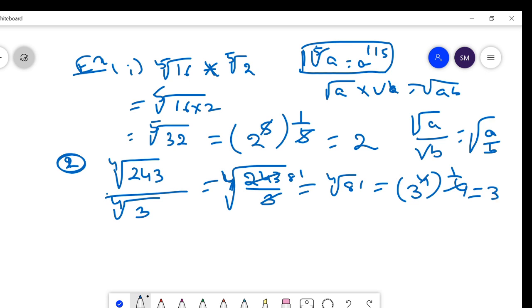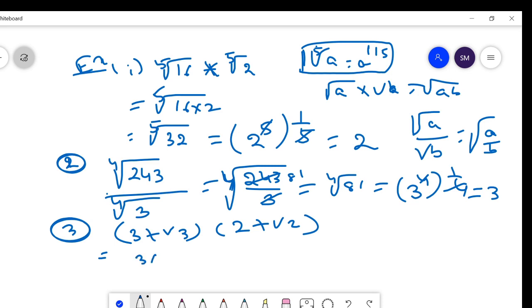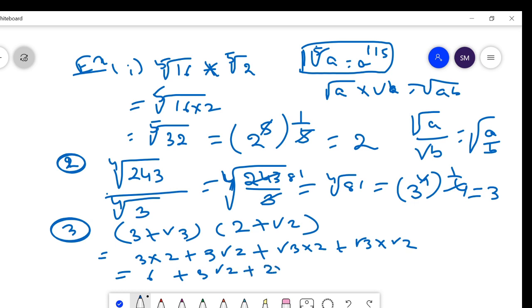Then solve more examples. Here is given 3 plus root 3 into 2 plus root 2. Then we get 3 into 2 plus 3 into root 2 plus root 3 into 2 plus root 3 into root 2. 3 into 2 is 6, plus 3 root 2 plus 2 root 3. Root 3 into root 2 can be written as whole root 2 into 3, that is root 6.